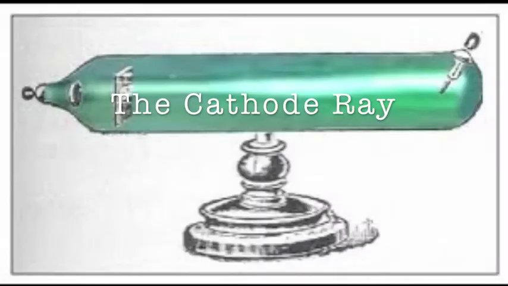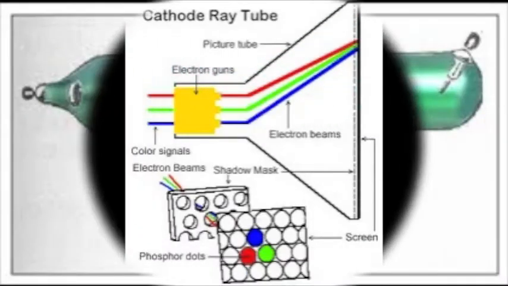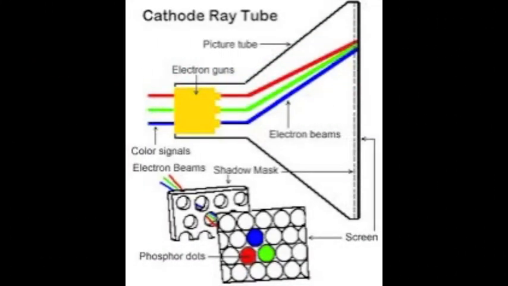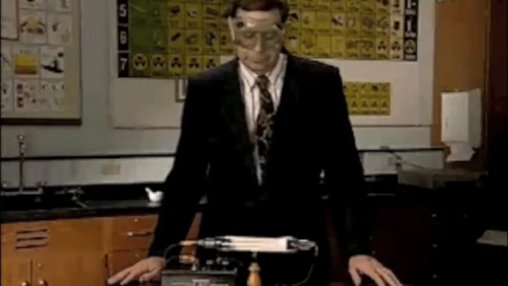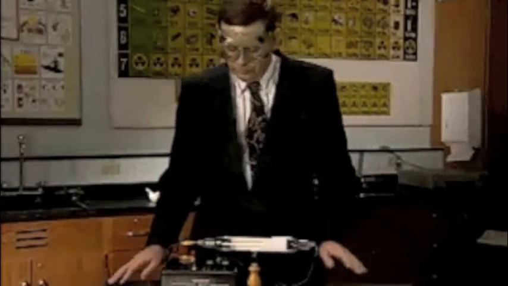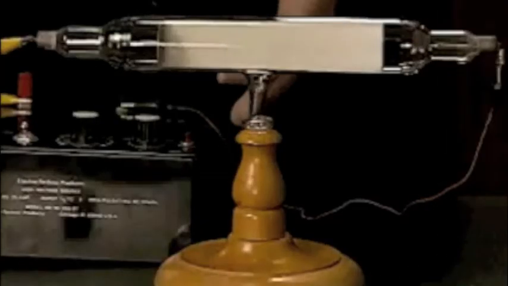The forerunner of the TV picture tube, the cathode ray tube, was invented in the late 1800s. This allowed images to be generated as electric current.